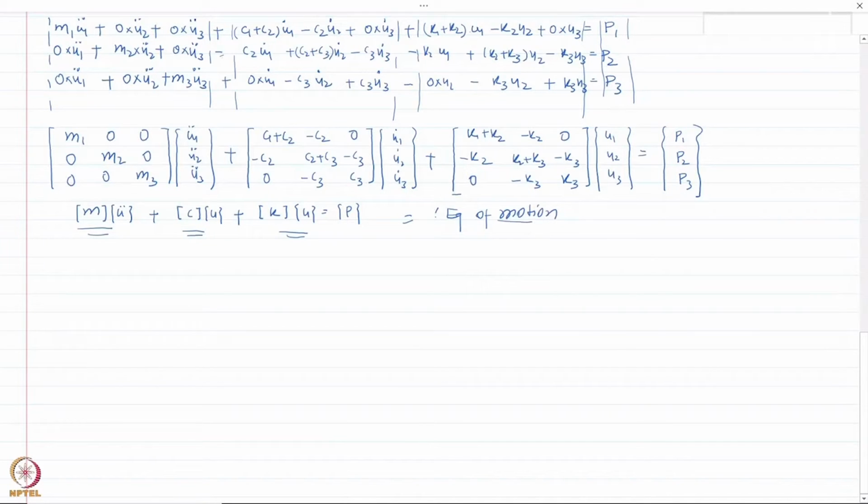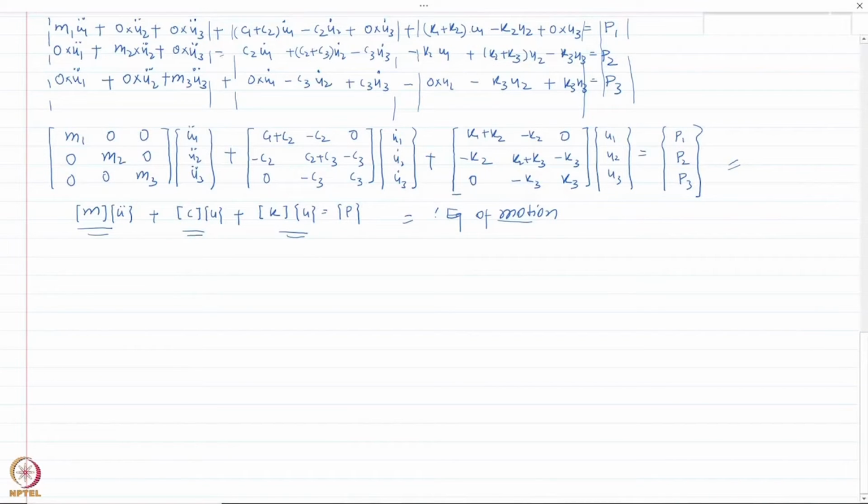Okay, and throughout this chapter, our goal is to determine the equation of motion for multi-degree of freedom systems. Okay, so this is the equation of motion. Now let us come back, look at this equation that we have here, and make some observations. If you look at here, what do you see about the mass matrix?